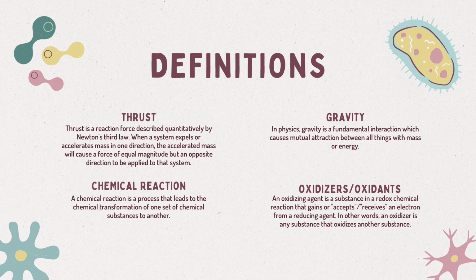This is the definition portion. Some of these will be shortened for the sake of time. Thrust is the propulsive force of a jet or rocket engine. Gravity is the force that pulls mass to the center of the Earth. A chemical reaction is a process that leads to the chemical transformation of one set of substances to another. Oxidizers are any substance that oxidizes another, and an oxidizing agent is a substance in a chemical reaction that gains an electron from a reducing agent.